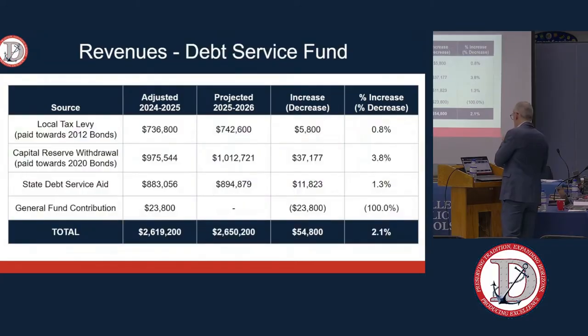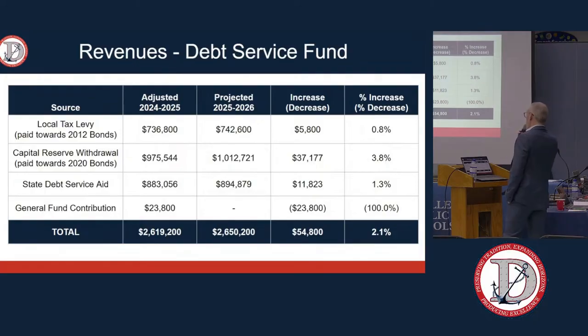So in summary, one more. And then the debt service fund, which is the money that we owe on bonds. And so this is revenues related to debt service. So we have part of our local tax levy goes to the repayment of the 2012 bonds.